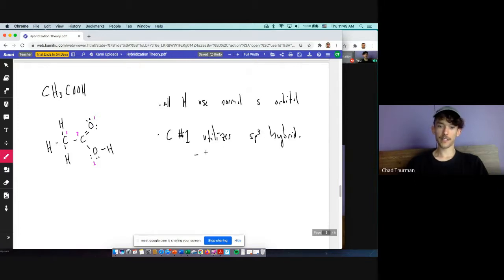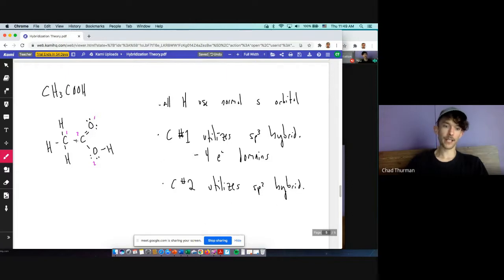How do we know that? It's got 4 electron domains. We also know that it's tetrahedral, belongs to the tetrahedral parent family. Anything that belongs to a tetrahedral parent geometry utilizes sp3. How about carbon number 2? Should be really simple. You should be able to tell me this right away. It's sp2.